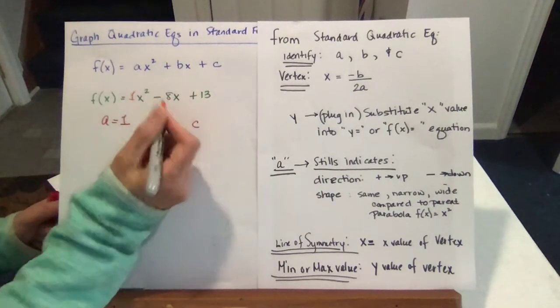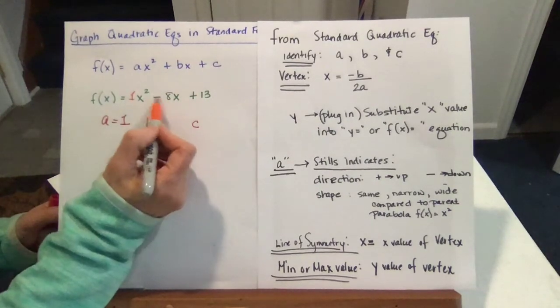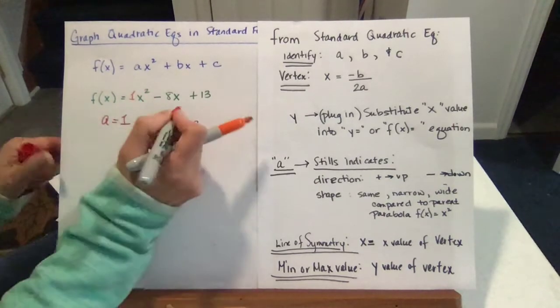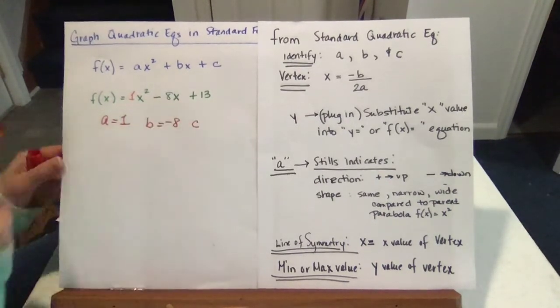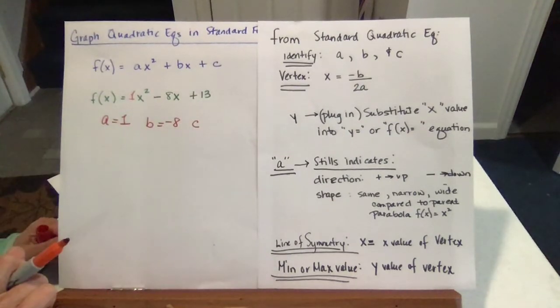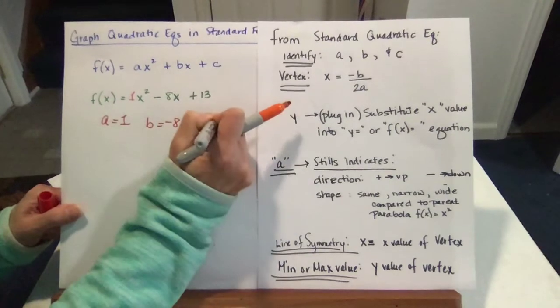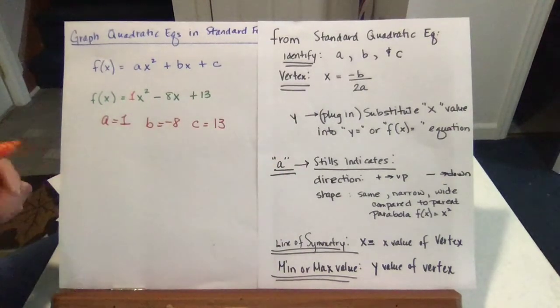In the b position, b is always added to the ax squared term, so whatever you see here is the b. So it's negative 8. And c is the standalone number that's added after that or subtracted, and whatever you see there will be c, and that's a positive 13.